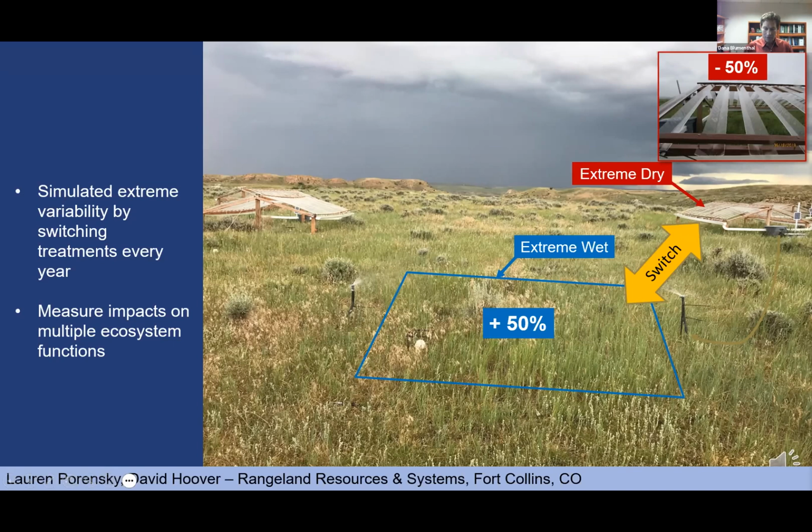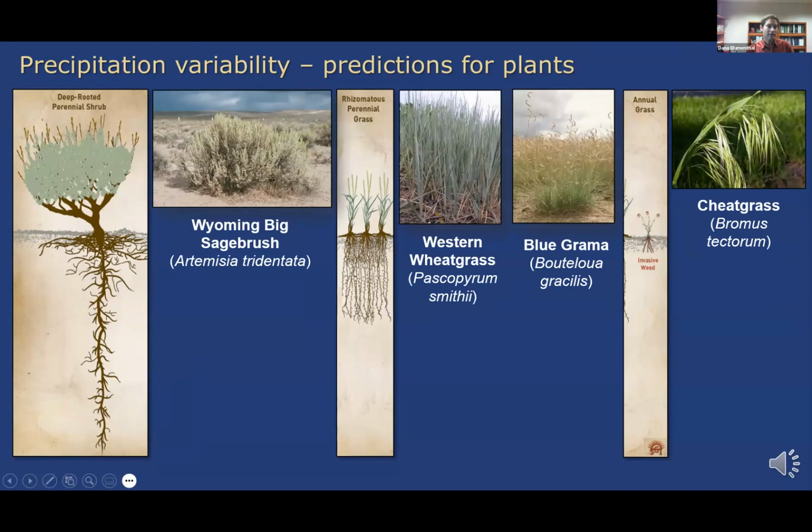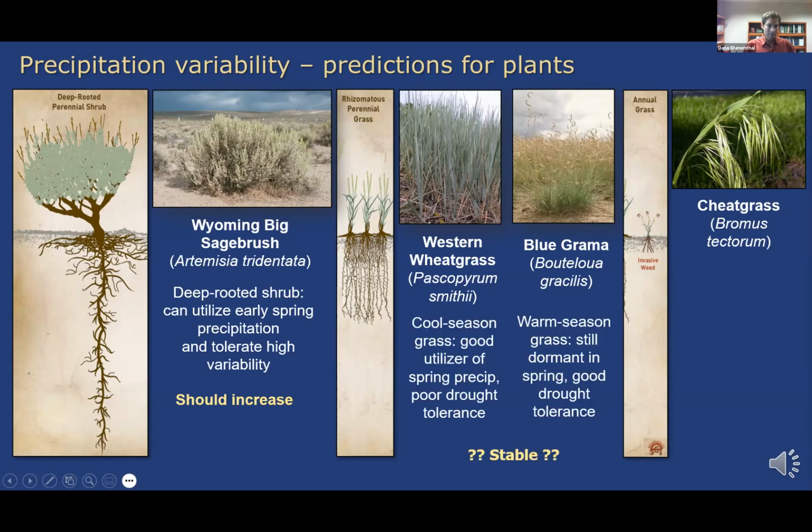So it's a complicated experimental design. These were their predictions. So these are the main types of plants that exist in the system, with annual grass being primarily cheatgrass. They predicted that the shrubs would like the spring moisture treatment because they're deep rooted and that moisture tends to get down deeper in the soil profile. That prediction has not, as of yet, panned out.